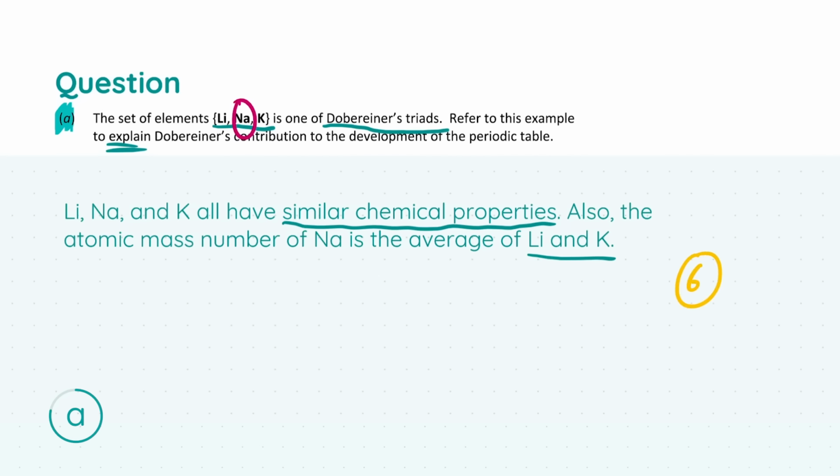But in terms of marks and where they're coming from, there was a total of 6 marks going for this question, and they were broken down into getting two reasons, in this case, contributions, and to explain them. So the first one here is going to be saying the note that we made about having similar chemical properties, and then you've got another 3 marks for mentioning this fact that the averaging between the Li and K in this example gives you the atomic mass number of sodium.